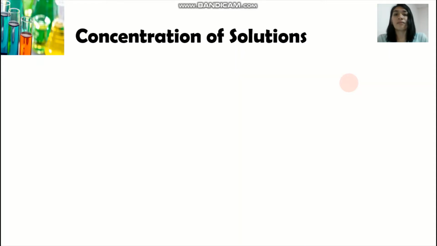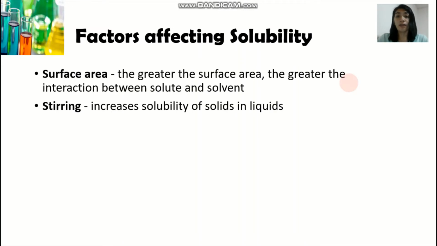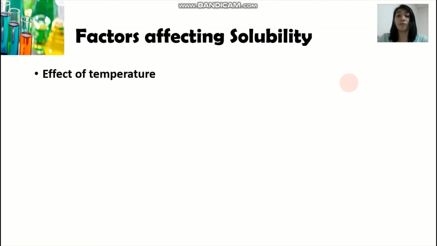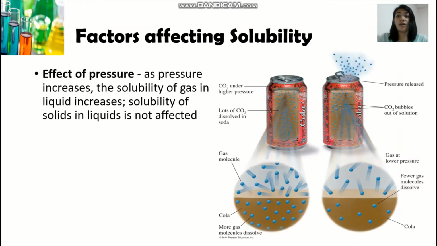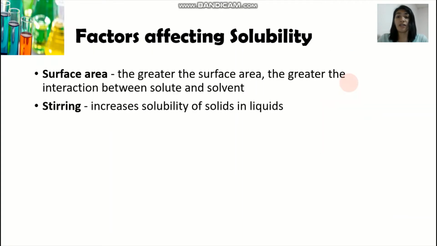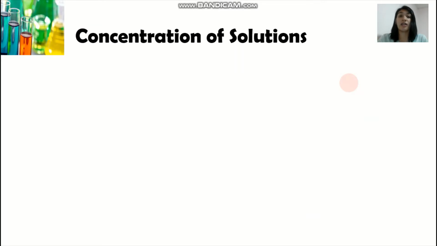Okay? Now, let's go to concentration of solutions. Before we proceed, let's just have a recap of the factors affecting solubility. So, we have the nature of the solute and solvent, that's one. Second would be effect of temperature. Third is effect of pressure. Then we have fourth, your surface area. Fifth, yung stirring.